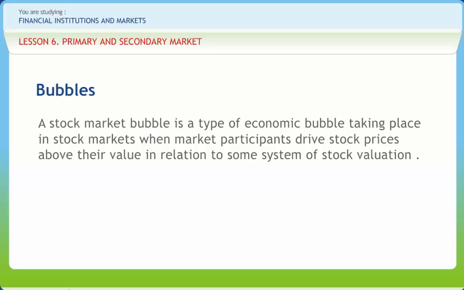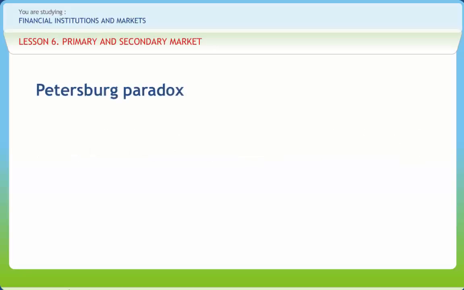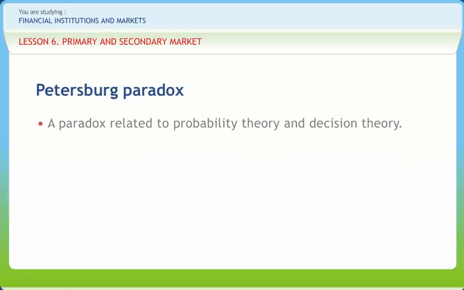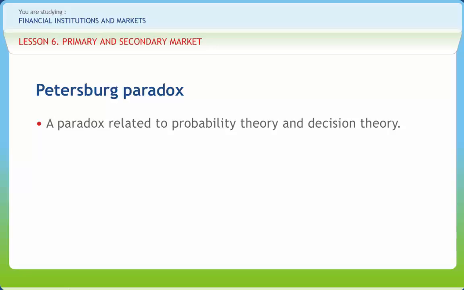Stock market bubbles frequently produce hot markets in initial public offerings, since investment bankers and their clients see opportunities to float new stock issues at inflated prices. St. Petersburg paradox is a paradox related to probability theory and decision theory.